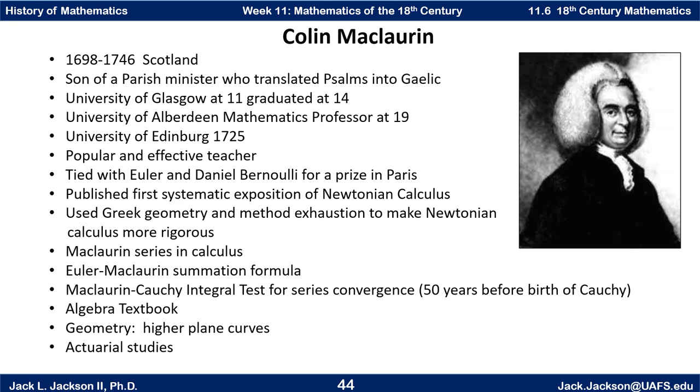So he was able to probably explain Newton's calculus better than Newton could, and gave a textbook in English explaining that. He used Greek geometry and the method of exhaustion to try to make Newtonian calculus more rigorous. In his book there, he talks about what we now call Maclaurin series, which are like Taylor series, centered at zero.